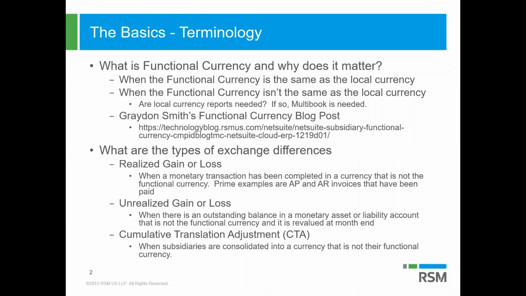If there are local currency reports that are needed and your functional currency is not the local currency, you can either do it manually, which is kind of a pain. You're reporting by Excel at that point. Or you can get Multibook installed on NetSuite. What Multibook provides you with is the ability to actually track two sets of ledgers, one in your functional currency and one in that local reporting currency. That's what a lot of people will choose to do when they have determined their functional currency is not the local currency.